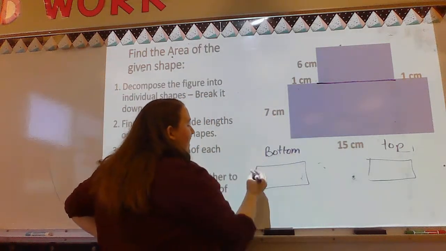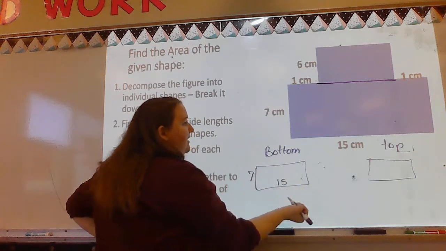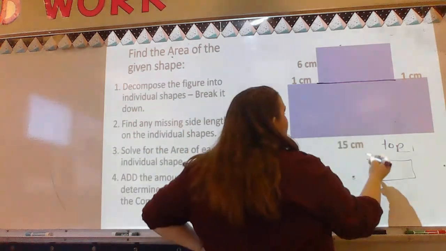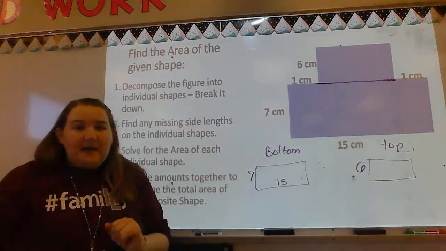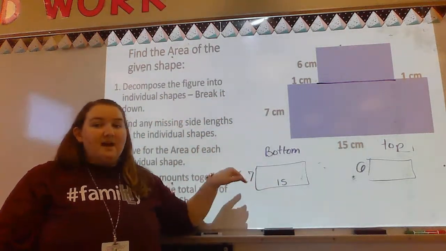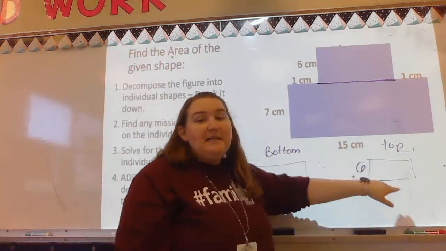So for my bottom, I have 7 and 15. Okay, for my top, I just have 6. Now, step 2, find any missing side lengths. So this one's good. It's got a base, it's got a height. This one needs a base.